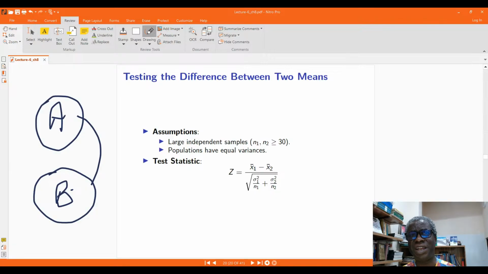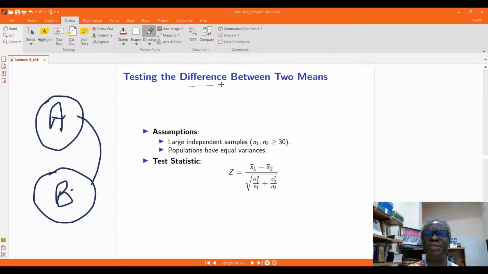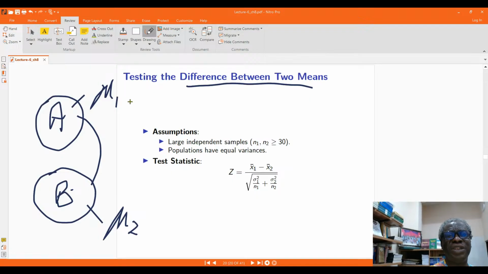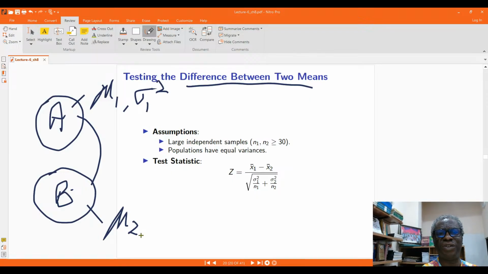We usually have this kind of situation in real life. We want to compare performance in class A with performance in class B, so we look at average performance in A and compare it with the average performance in B. Anytime we are testing the difference between two population means, we expect this population to have its own mean, which is mu1, and this population also to have its own mean, mu2. Each population will also have its own population variance.